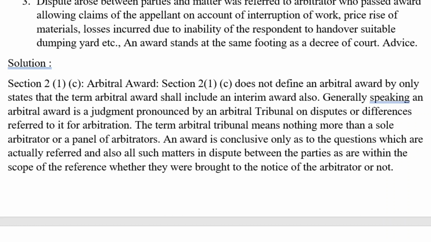So this will come under the arbitration problem. Here the dispute arose between the parties with regard to contrary aspects. That means there is some other arbitration agreement between the parties with regard to some construction work. The construction work has suffered due to interruption of work, the price rise of materials and losses incurred due to the inability of the respondent to hand over a suitable dumping yard. So this was the problem.